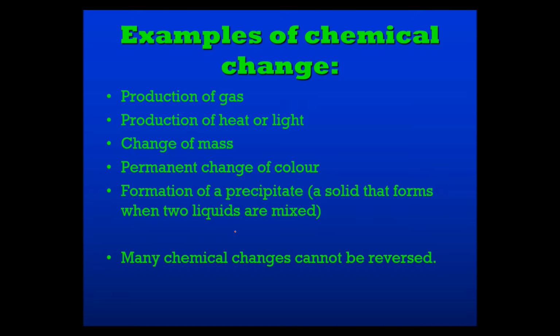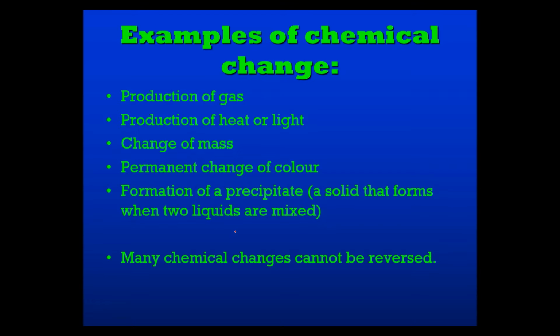So for example, in our magnesium experiment, we had a change of mass, but that's because a lot of our magnesium went up in smoke. So we lost it out into the room, but it was actually still there. We just didn't have it in our crucibles anymore. A permanent change of colour. Now the magnesium is a good example of this one as well. We had the change from the metallic silver to the white powder.